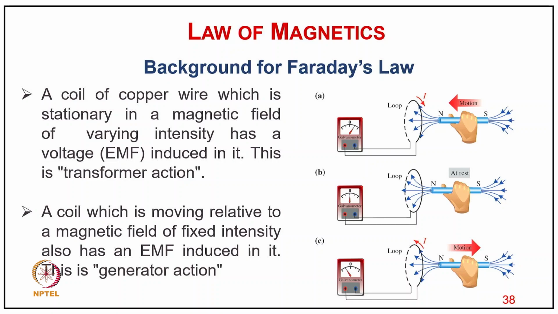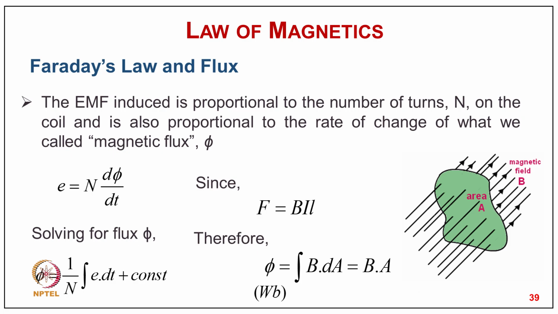Normally this is typically what we have in the case of the DC generator or many electromagnetic machines like that. So, Faraday's law and flux: the induced EMF is proportional to the number of turns on the coil, and is also proportional to the rate of change of magnetic flux phi. We call it induced EMF e = N d phi/dt, because of the rate of change of the flux.